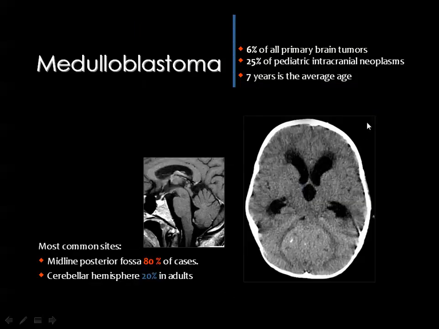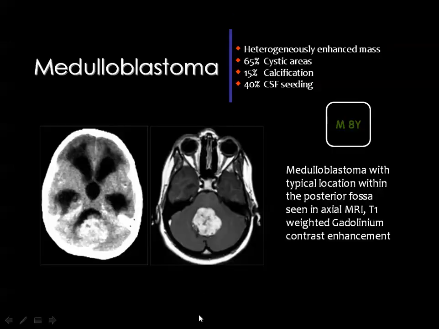And this is the medulloblastoma, which arises from the roof of the fourth ventricle, and this area is the roof of the fourth ventricle. Then the tumor will protrude inside the fourth ventricle, as well as involve the adjacent cerebellar parenchyma. These tumors occur in the midline posterior fossa region in most of the cases, but in adults it may occur outside the midline in the cerebellar hemisphere itself.